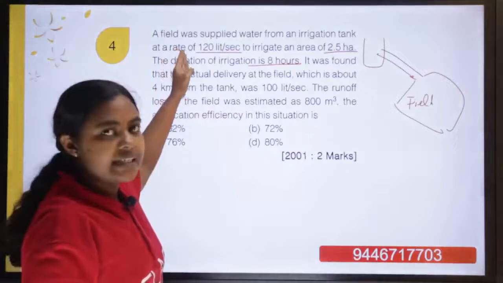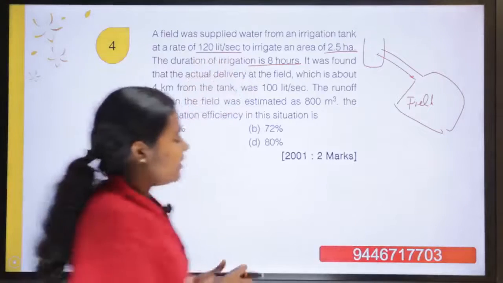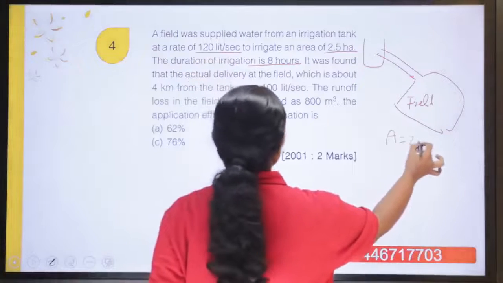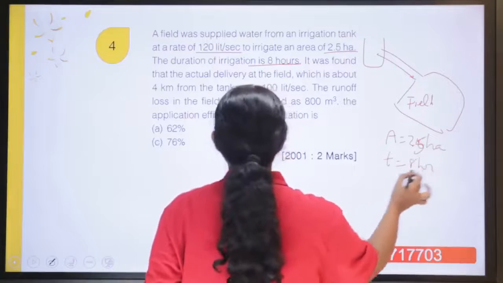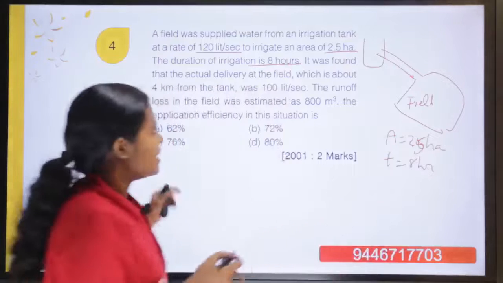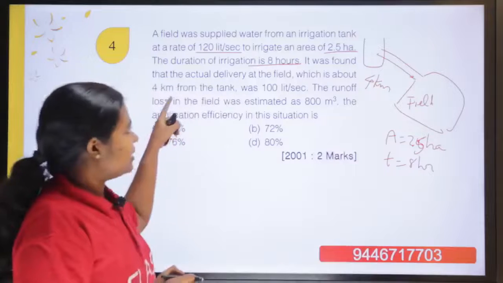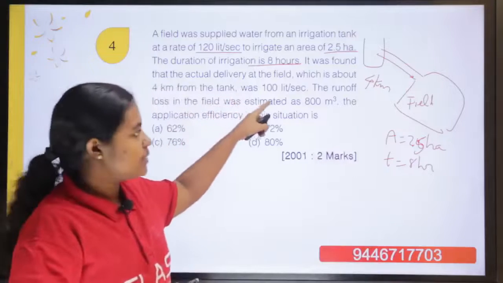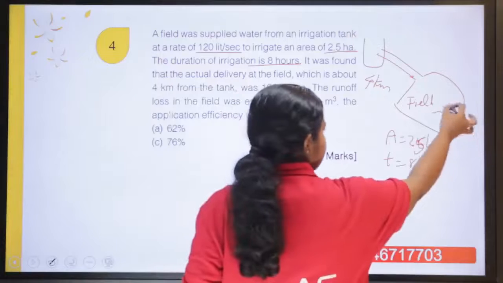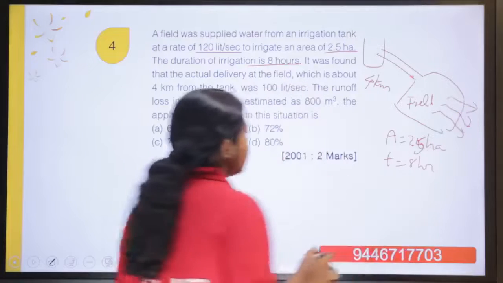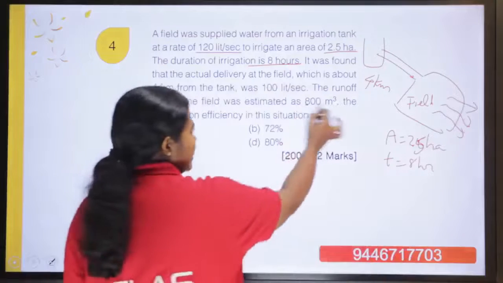So there is a tank, and from this irrigation tank water is flowing at a rate of 120 liter per second, the area of this field is 2.5 hectares, and the time is 8 hours. It was found that the field is at a distance of 4 km, and actual delivery was 100 liters per second. Also, after delivering to the field, some water will be lost as runoff, and this loss is given as 800 meter cube.